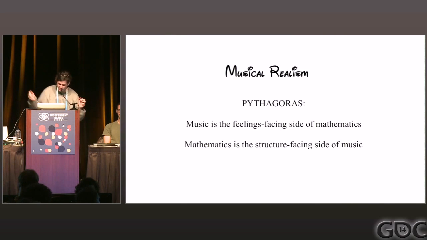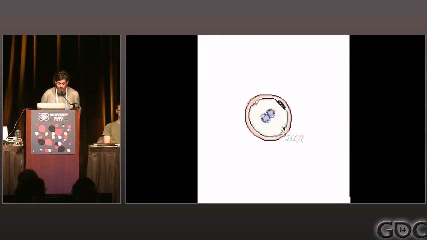Music, Pythagoras says this, paraphrased, music is the feelings-facing side of mathematics. Mathematics is the structure-facing side of music. So you need to study these things in tandem, and feeling is not excluded.